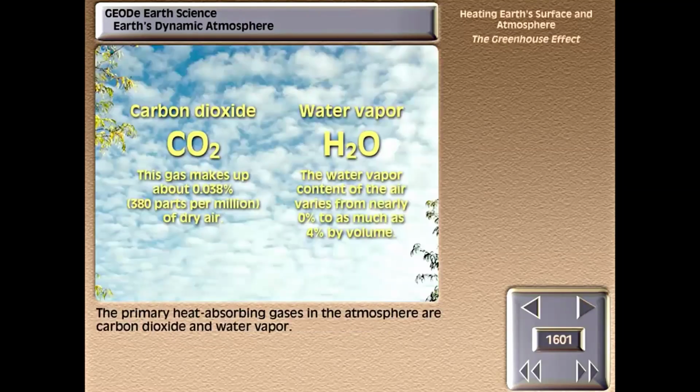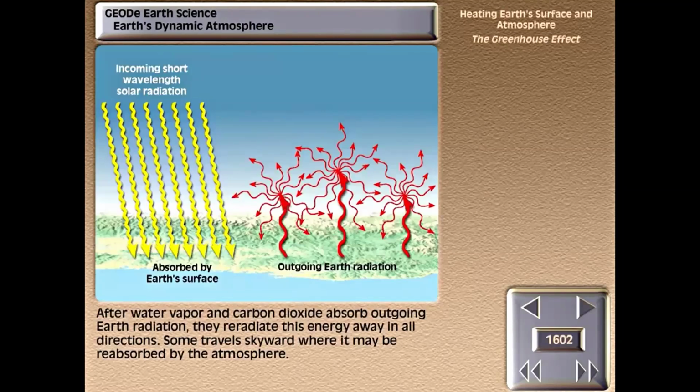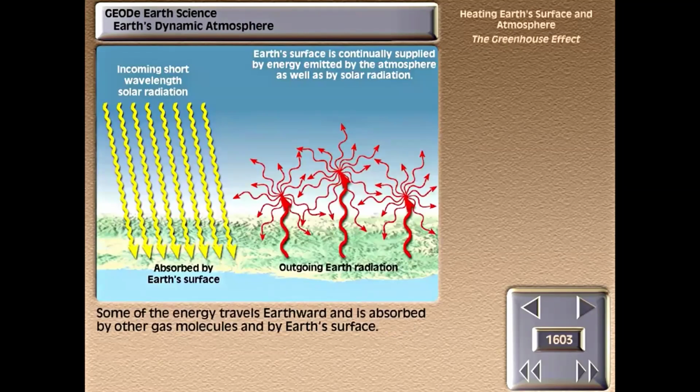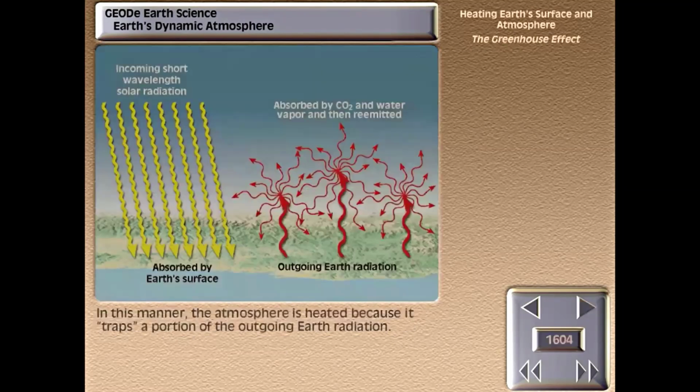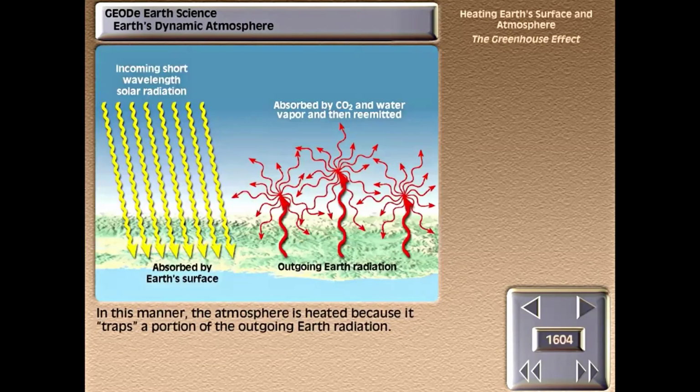The primary heat-absorbing gases in the atmosphere are carbon dioxide and water vapor. After water vapor and carbon dioxide absorb outgoing Earth radiation, they re-radiate this energy away in all directions. Some travels skyward where it may be reabsorbed by the atmosphere. Some of the energy travels earthward and is absorbed by other gas molecules and by Earth's surface. In this manner, the atmosphere is heated because it traps a portion of the outgoing Earth radiation.